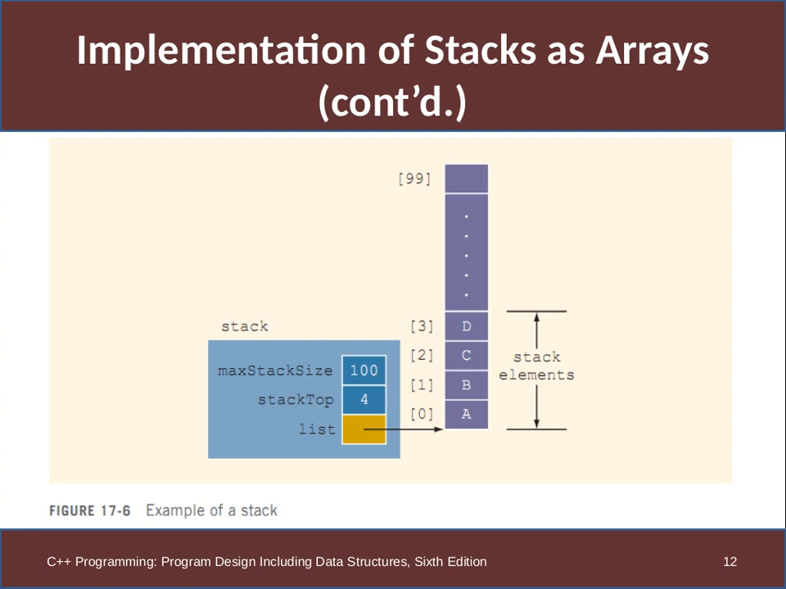Stack, this is your stack object. Up here, they're going to keep track of your max size, and they're going to keep track of stack top, which is the index of what the top is, and then your list is going to point to where the array starts. So with stack top being 4, notice element 4 doesn't have anything. That's where the next element is going to be added. And it currently has 4 elements in there, 0 through 3.